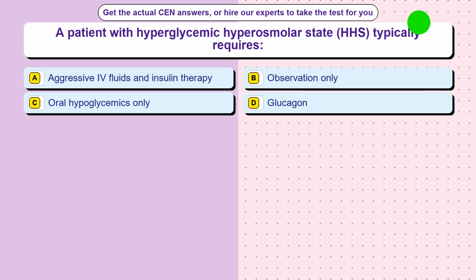Question 98. A patient with hyperglycemic hyperosmolar state, HHS, typically requires Option A, aggressive IV fluids and insulin therapy. Option B, observation only. Option C, oral hypoglycemics only. Option D, glucagon.